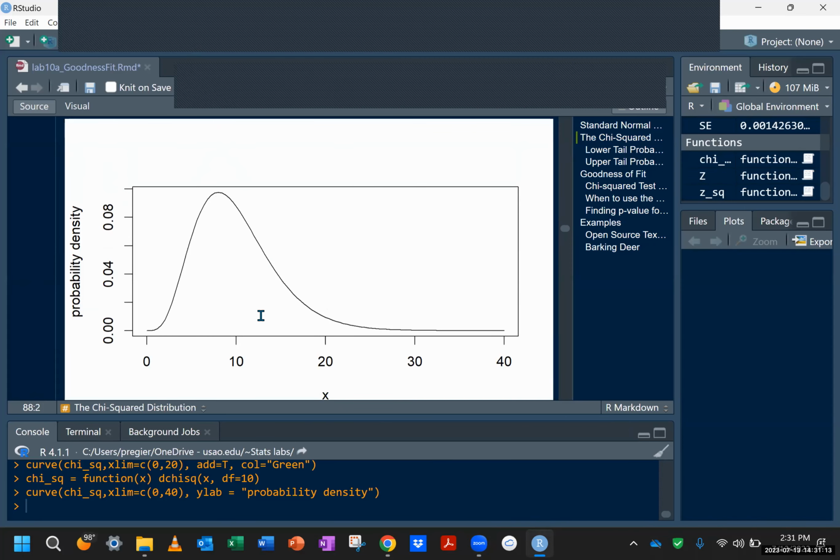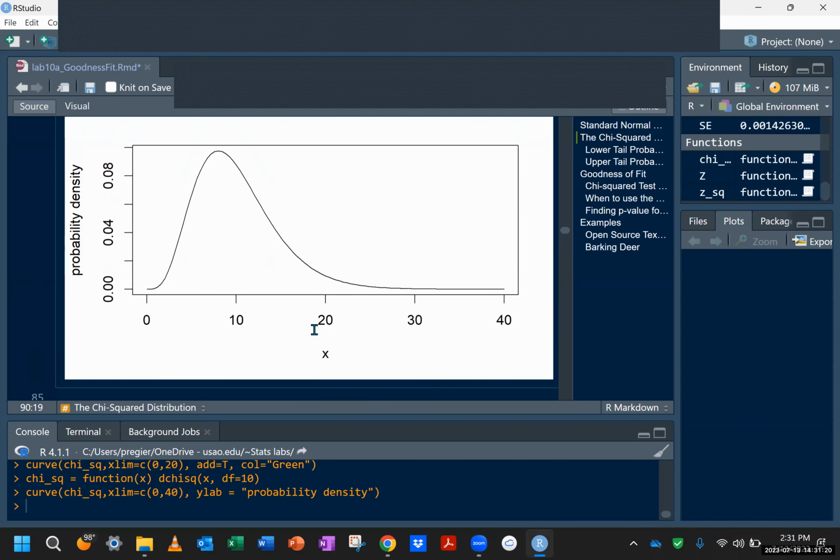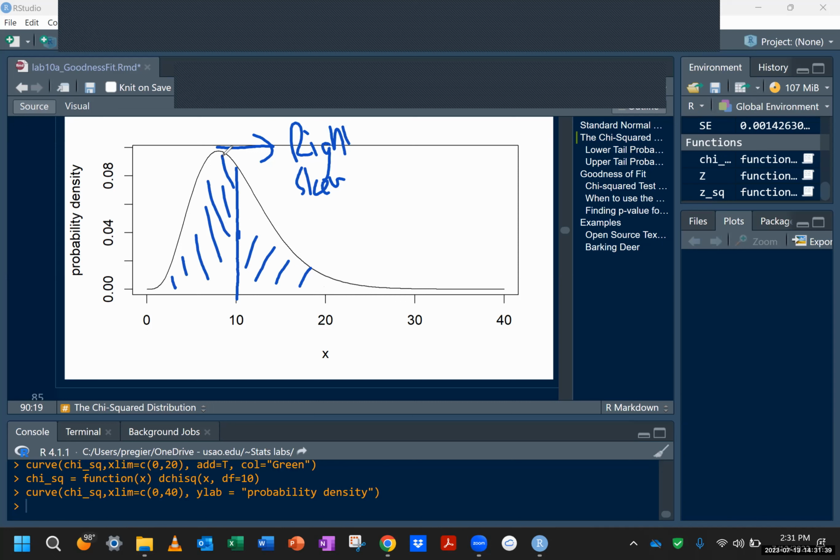But actually, if we want to look at what the average, or the mean, of my chi-square distribution is, notice that there's a right skew on this distribution. Chi-squareds will be right skewed. It turns out for the chi-square distribution, the mean is always the degrees of freedom. So 10 is going to be the mean.